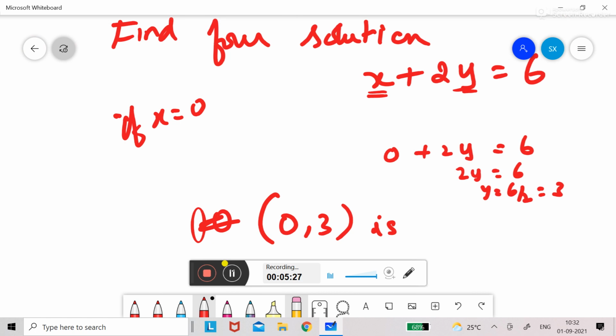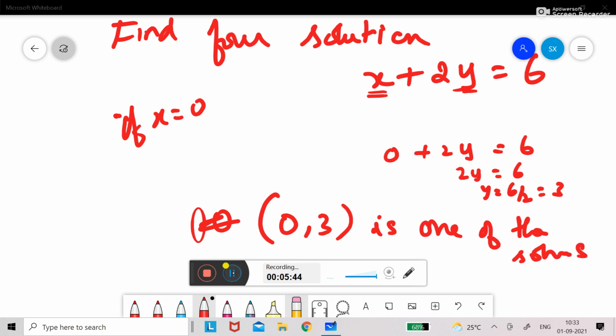It is infinite. You know already, a line consists of many points, infinite points. So this is one of the solutions. This is called one of the solutions. Okay, (0, 3) is one of the solutions.